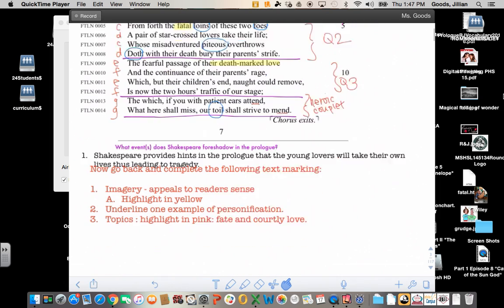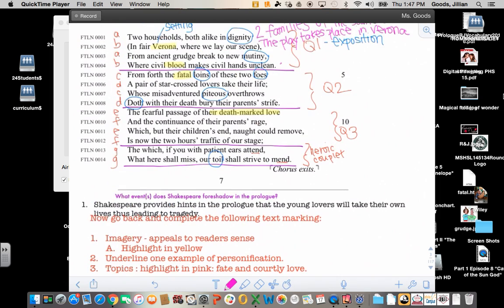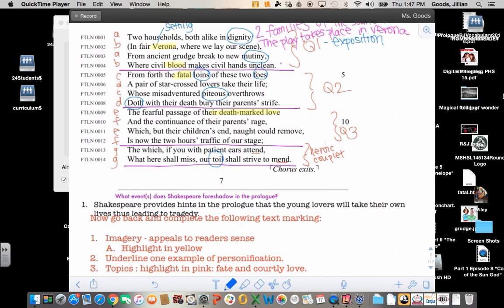Second, I asked you all to underline an example of personification. The example of personification that I found is towards the end of the sonnet, or the prologue, on line 13. It says, "The which if you with patient ears attend," and I am going to underline the patient ears because ears are not patient.